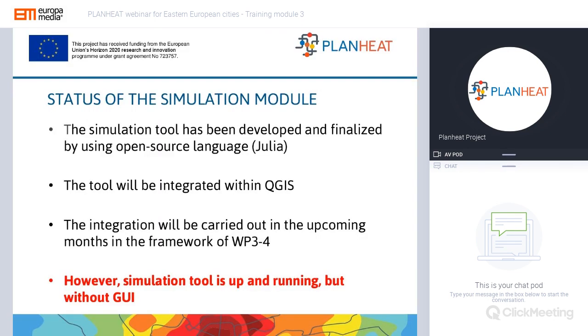Within this slide, I would like to talk about a few issues regarding the status of the simulation module developed in PLANHEAT. So actually the tool has been developed and finalized by using the Julia open source language, and the tool will be integrated within QGIS. The integration will be carried out in the upcoming months in the framework of Work Package 3 and 4. However, it should be noted that although the simulation tool is up and running, it's still not GUI friendly.